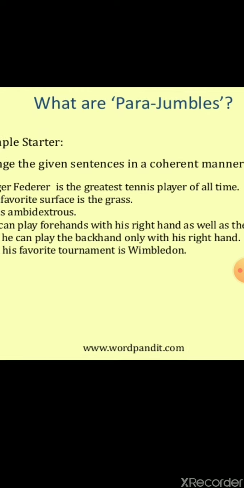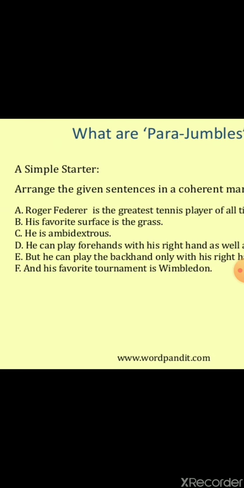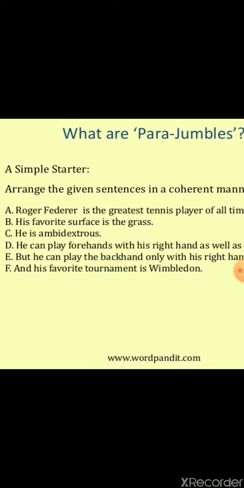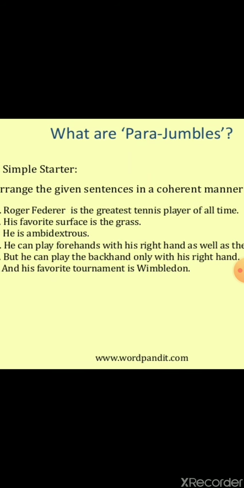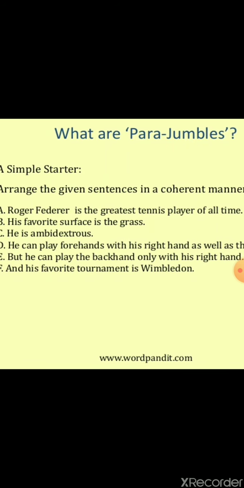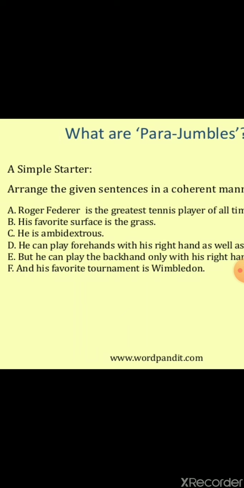Now, just read it. Roger Federer is the greatest tennis player of all time. His favorite surface is the grass. He is ambidextrous. He can play forehands with his right hand as well as the left hand, but he can play the backhand only with his right hand, and his favorite tournament is Wimbledon. Now this is the solved example of para jumbles.